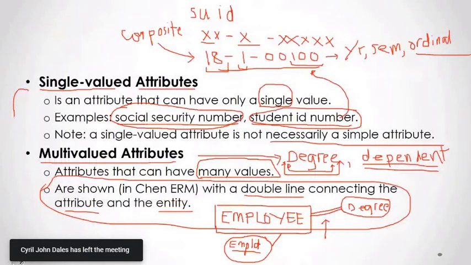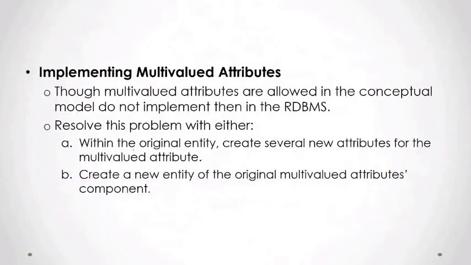Next is, okay, so how do we implement? So as what I have mentioned, it is allowed, but it's not a good design practice to have an attribute that is multi-valued in the diagram. Okay, so how do we resolve? So basically there are two ways here, but in my case I would prefer the second one. Okay, so let's look at the first one.